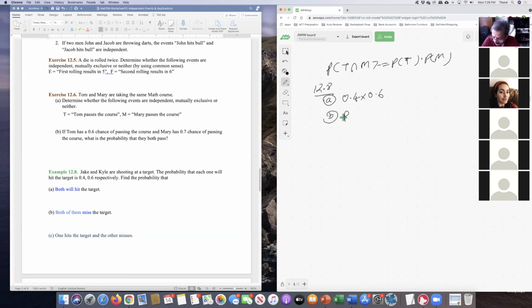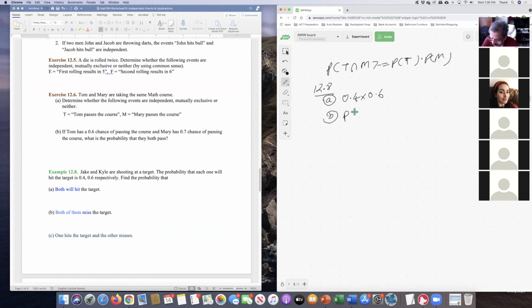1 minus 0.24. No, that's finding the complement of both hitting, right? Both hit the target. Wouldn't you have to find what's outside of the intersection in the two circles? Yeah, but you don't have to go that far.